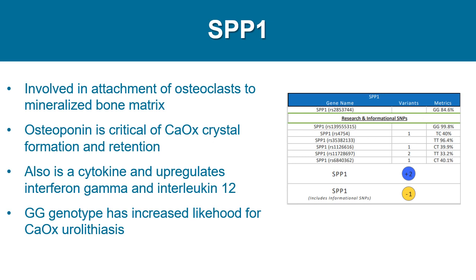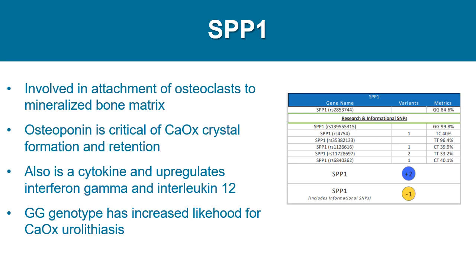So here's the one I have. This is SPP1, which is involved in the attachment of osteoclasts, these cells in your bones, to the mineralized bone matrix. This encoded protein is secreted and binds hydroxyapatite with high affinity. There's another name for it, osteopontin, which is a critical inhibitor of calcium oxalate crystal formation and retention. This protein is also a cytokine.